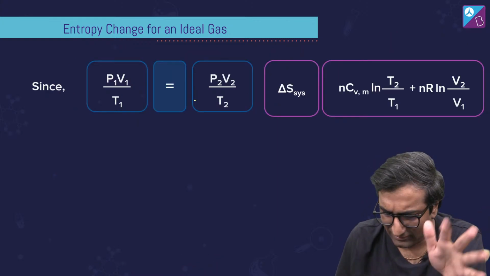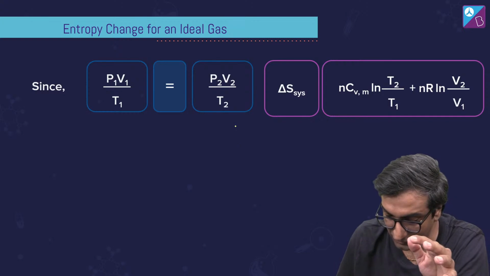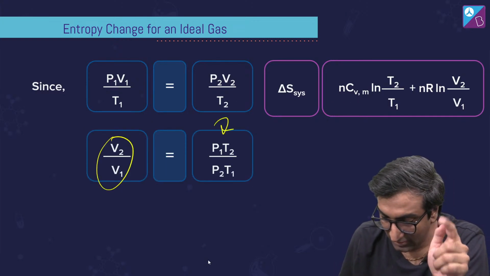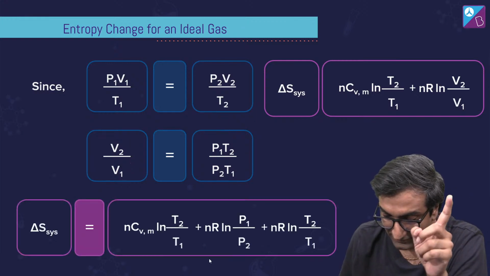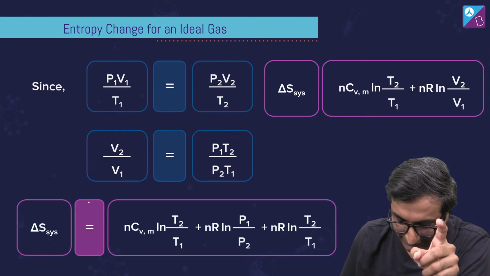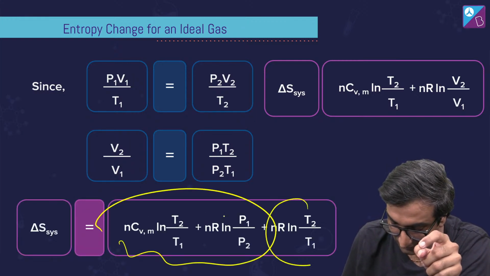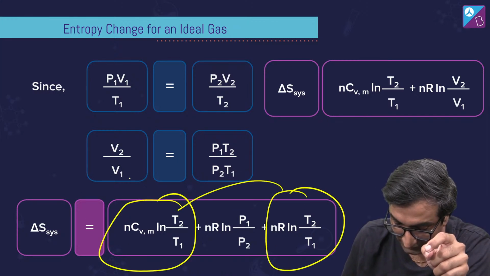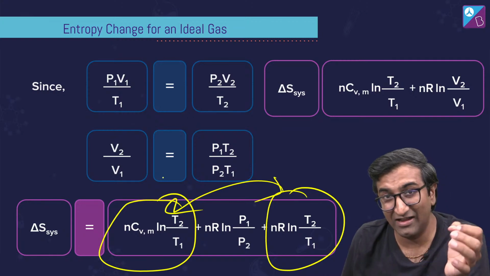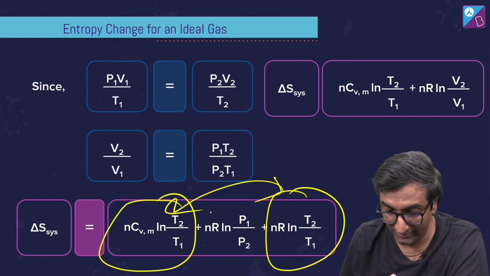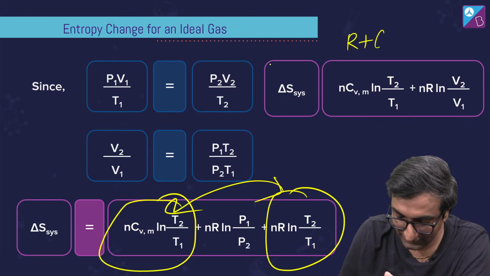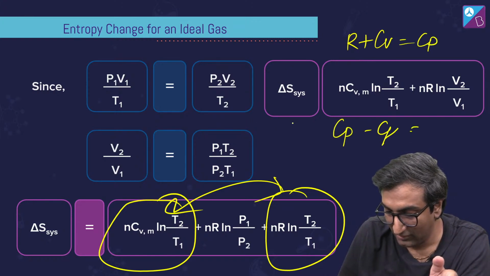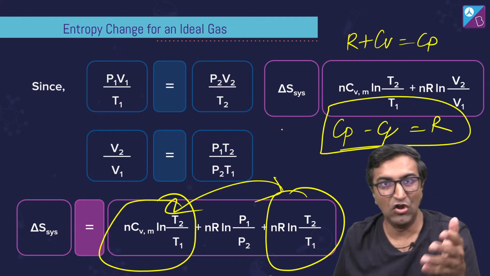Okay, let's substitute. करते हैं. Let's talk less and do more. Okay, let's substitute. ये हमने यहाँ पे लिख लिया. Let's substitute over here. V2 by V1 is equal to P1 T2 by P2 T1. When you substitute all of that, you get a very, very interesting result. You get the same thing plus this, right? Plus this. So I can combine the T1 by T2 or T2 by T1 terms, combine both of them and add them together and you get another awesome result. You know what's happening over here? R plus C_V equal to C_P. If you don't recognize that, I'm sure you recognize C_P minus C_V equal to R. है ना? Look at that.